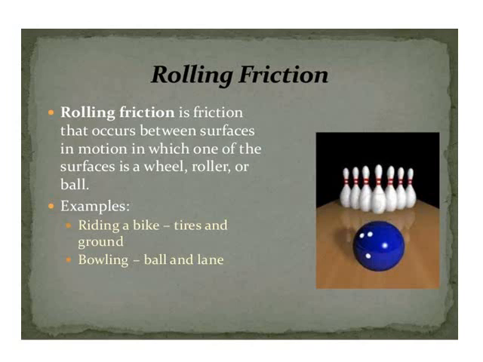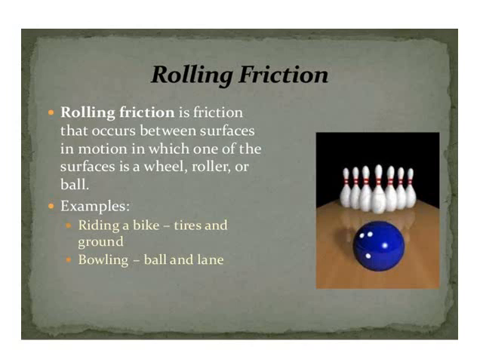So you have to aim the objects, and you have to keep the ball in position, and you have to release the ball with your force so that you will be the winner. While rolling the ball on the surface, there exists a friction called rolling friction. Rolling friction is friction that occurs between surfaces in motion, in which one of the surfaces is a wheel or a roller or a ball.